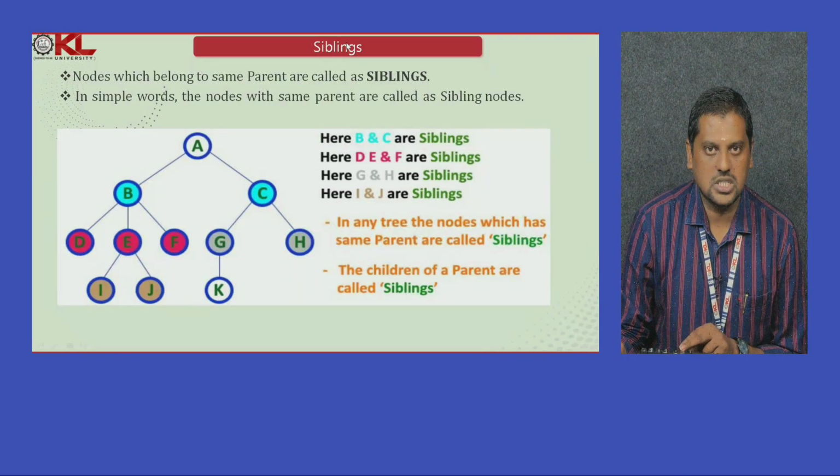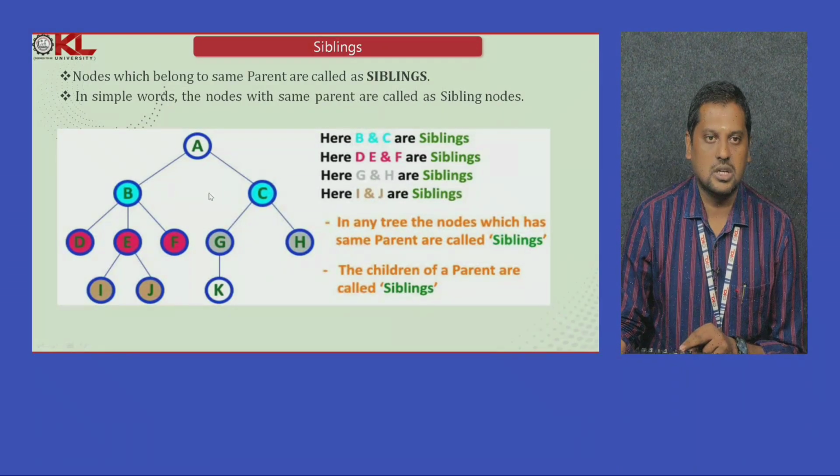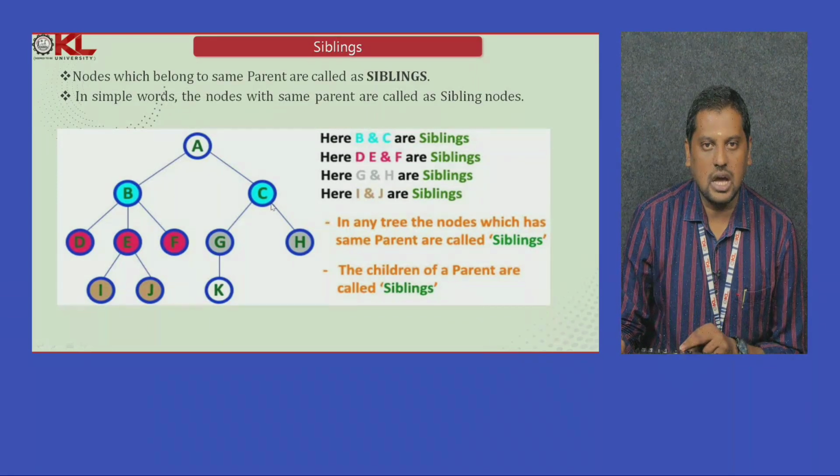Next terminology is siblings. In siblings, be very clear, nodes which belong to the same parent are known as siblings. In simple words, you can say the nodes with the same parent are called sibling nodes. In the given example tree, nodes B and C are siblings, nodes D, E and F are siblings, nodes G and H are siblings, nodes I and J are sibling nodes.